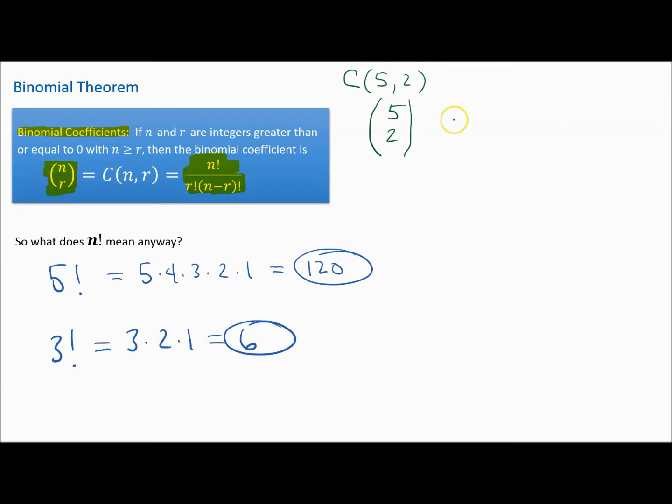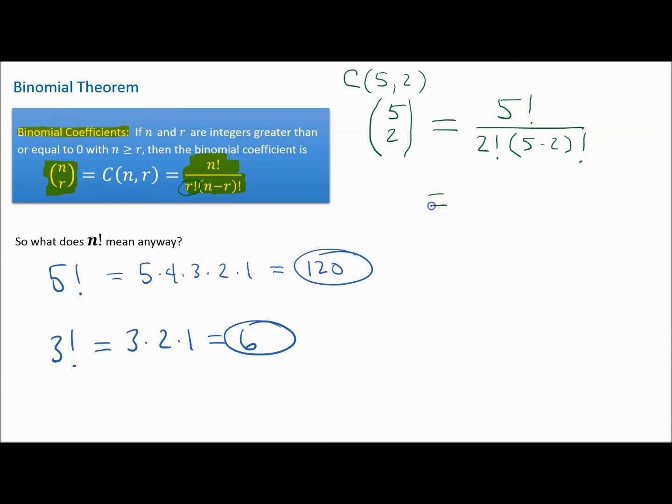Now let's plug that in the formula. Don't worry, this isn't the only one we're going to calculate. So n factorial. n is the first number. It's either the top number or the first number. And that goes in the numerator. So that is 5 factorial. Okay? And in the bottom, I'm doing this r factorial right here. So my r is my second number. So that's 2 factorial. Then notice it's parentheses. It says subtract them. 5 minus 2. And the factorial is on the outside.